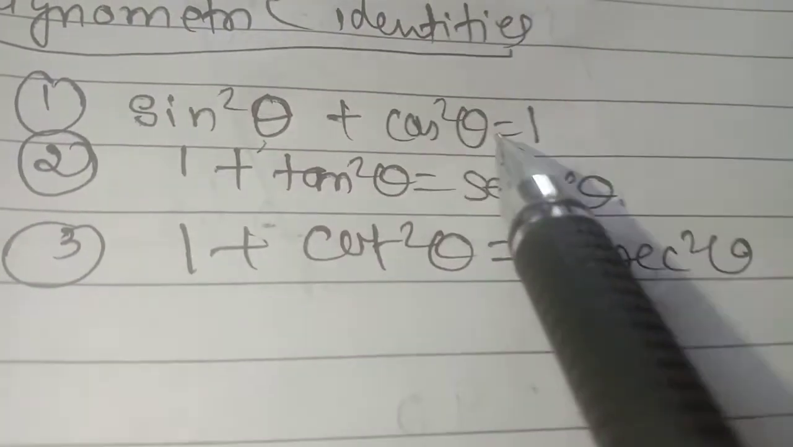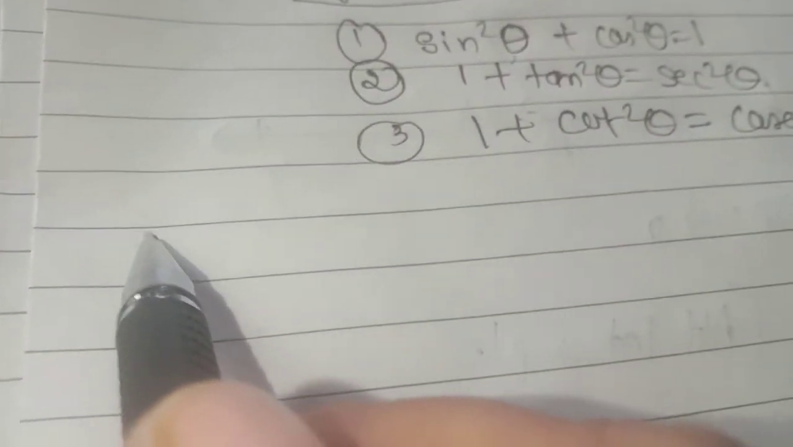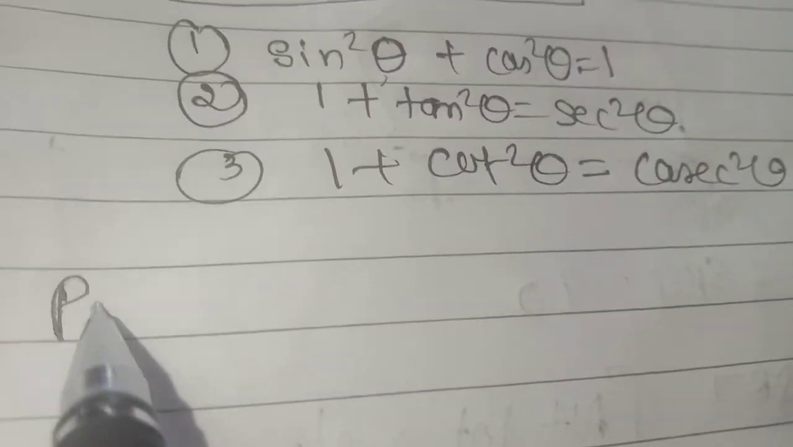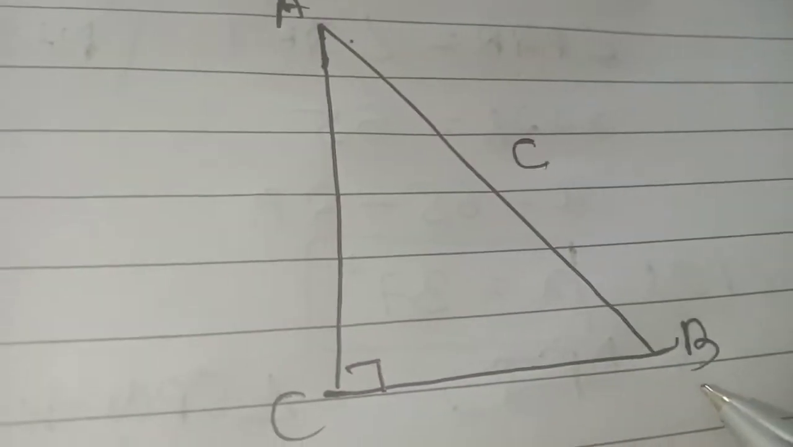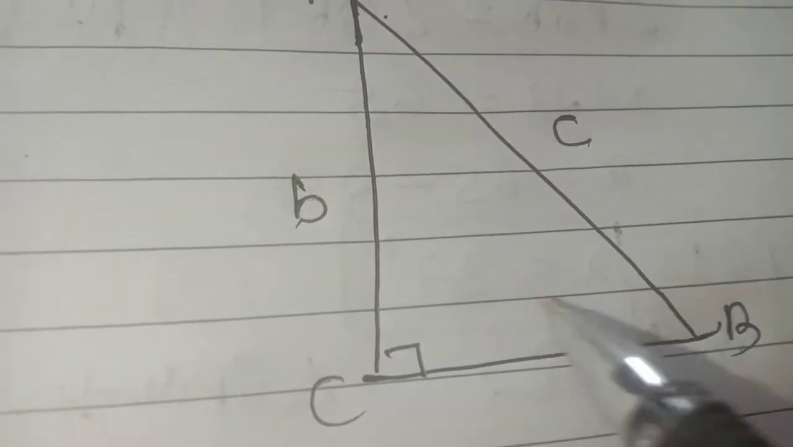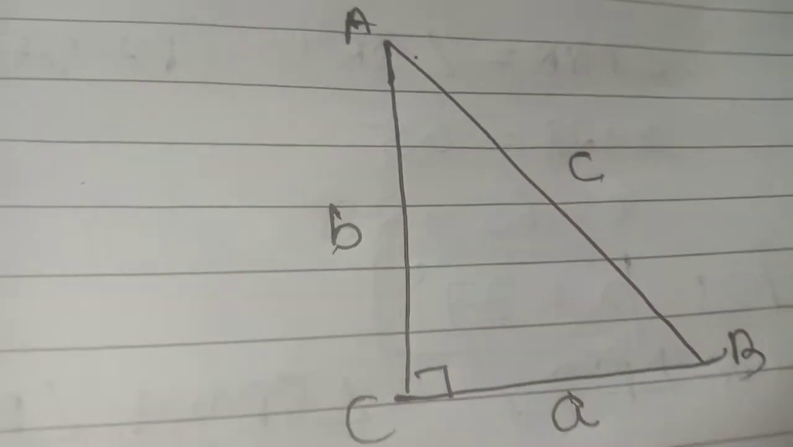First, how the identity came. So if I am getting a question like that, question number 1, that is prove that sin square theta plus cos square theta is equal to 1. Let me prove this. So first of all, I will draw a triangle here. Triangle ABC, right angle at C. Let the length of AB is small c, length of AC is small b, and length of BC is small a.